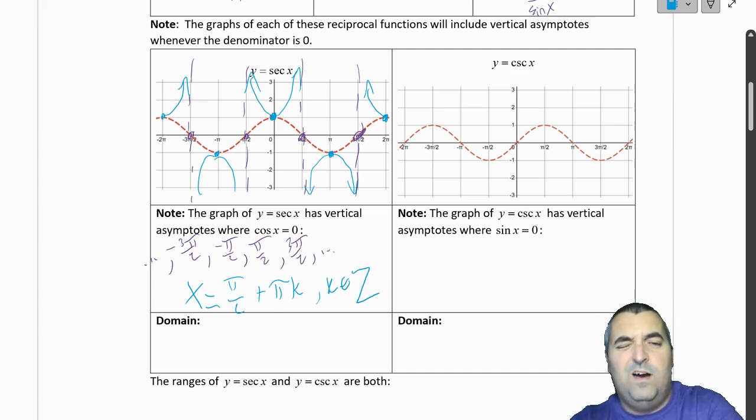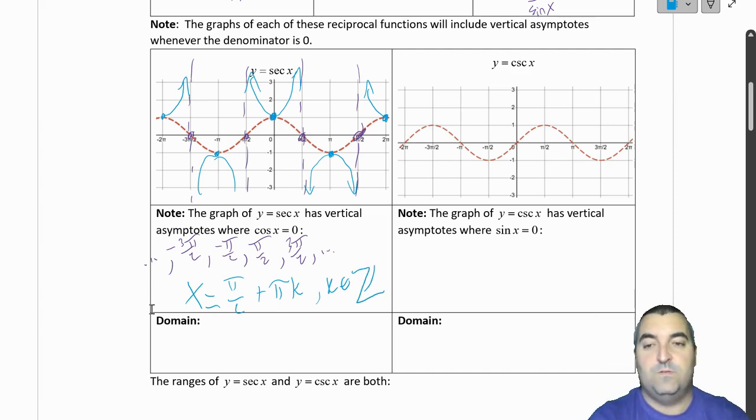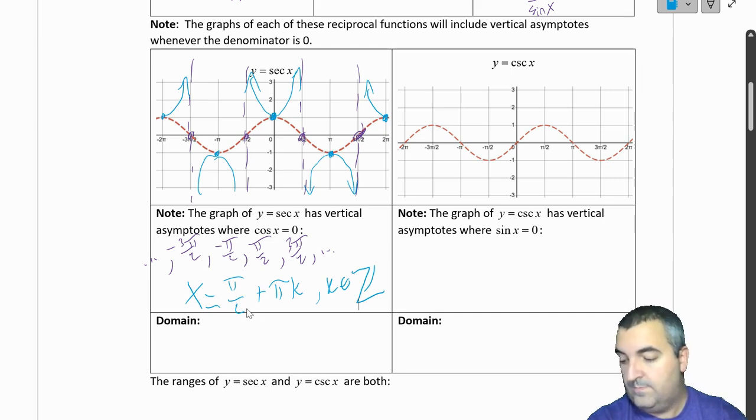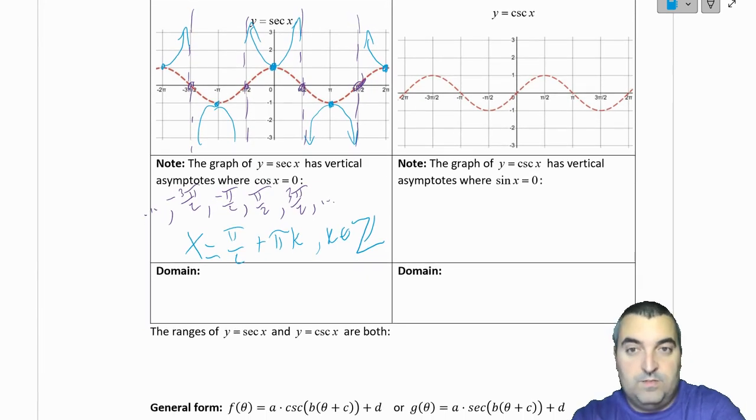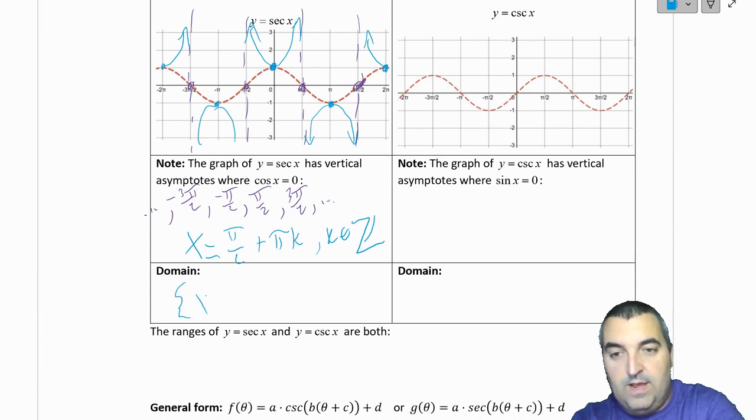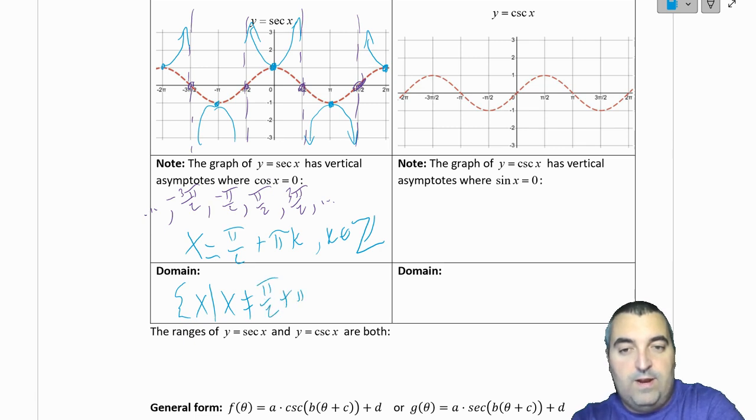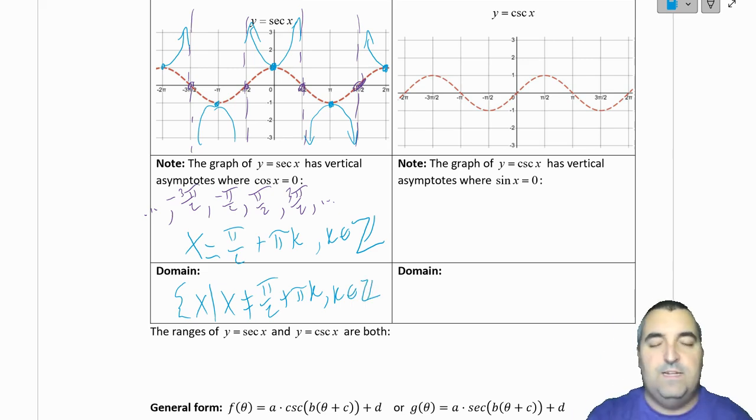Okay. So there is where all of your vertical asymptotes are. And then your domain, well, because these are vertical asymptotes, that's basically how you're going to find your domain. It's where x is not equal to these things, right? So you end up writing almost the exact same thing. If asked about the domain, you just throw a not equal sign in there, right?